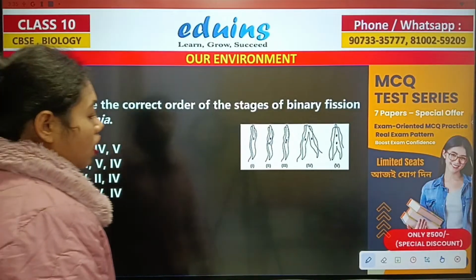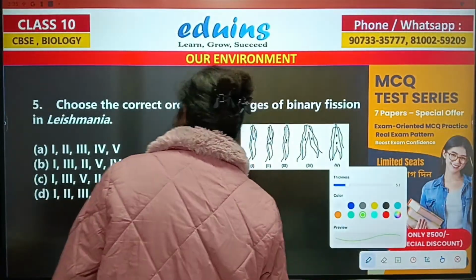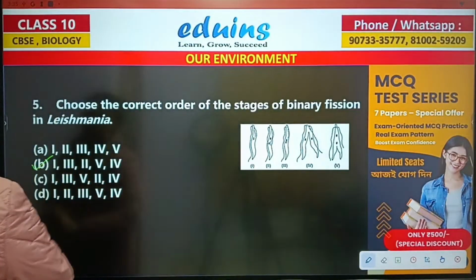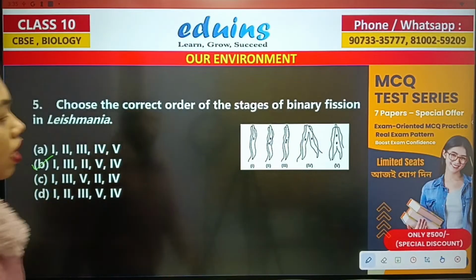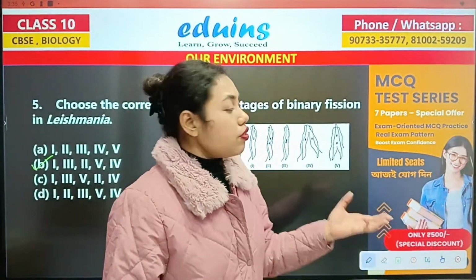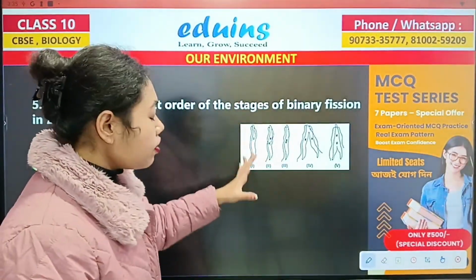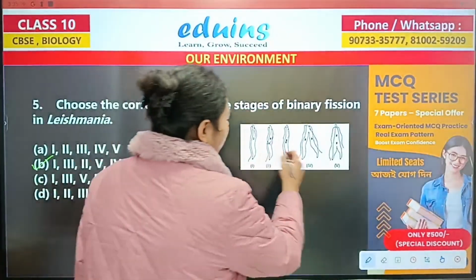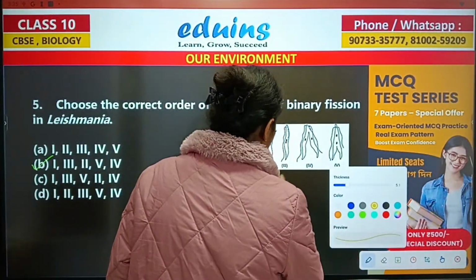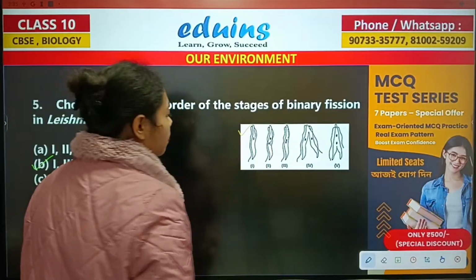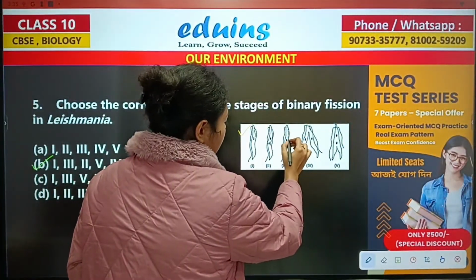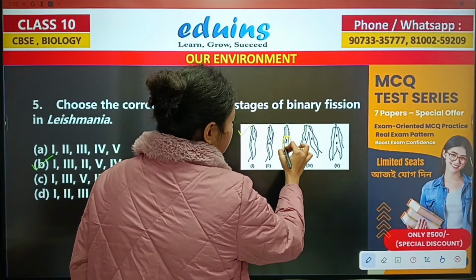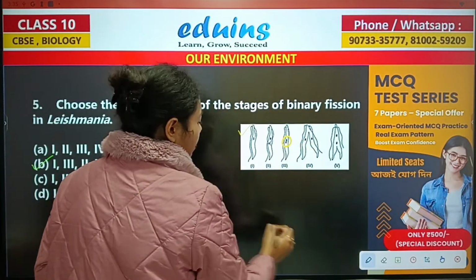Okay, so the correct order will be option B: 1, 3, 2, 5, 4. At first, nuclear division occurs. Number one is the first step. Then you can see the nucleus is dividing.